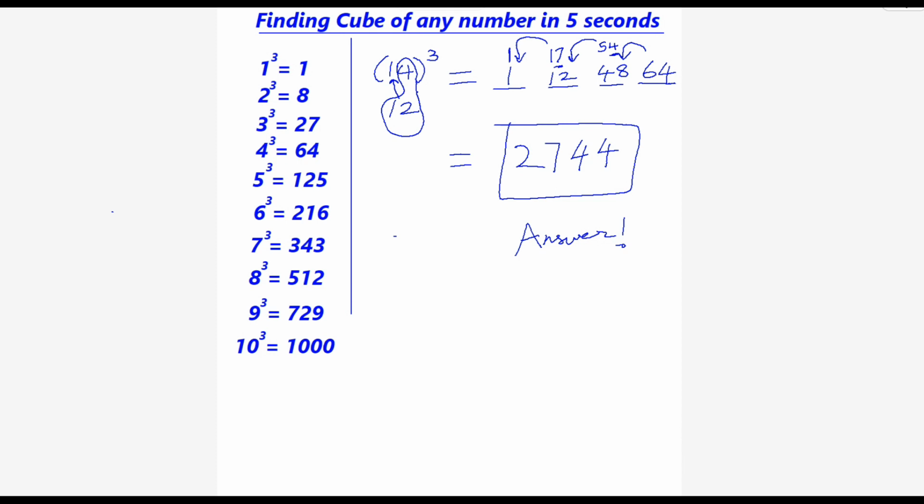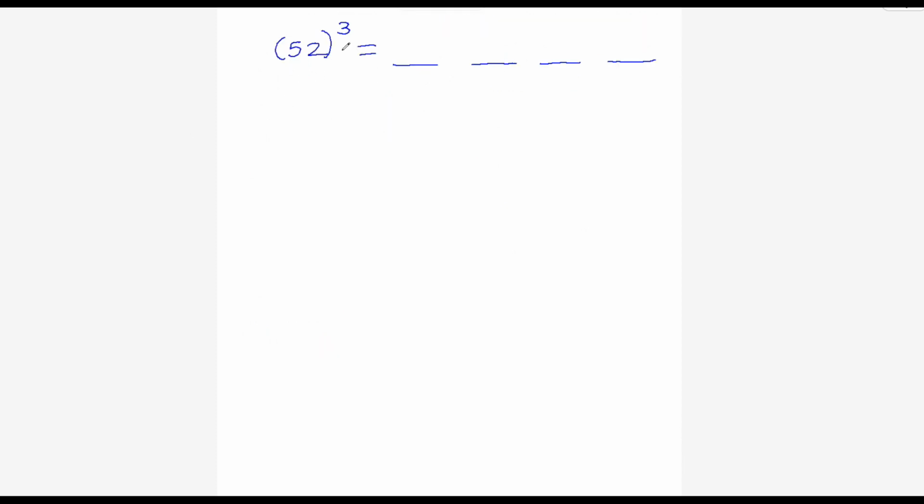Let's do few more. 52 the whole cubed. Again, we split the answer into 4 parts. First part will be 5 cubed, 125. Last part is 2 cubed, which is 8. To fill the middle parts, as I already mentioned, multiply the three numbers 5 times 2 times 3. 5 2s are 10, 10 3s are 30.